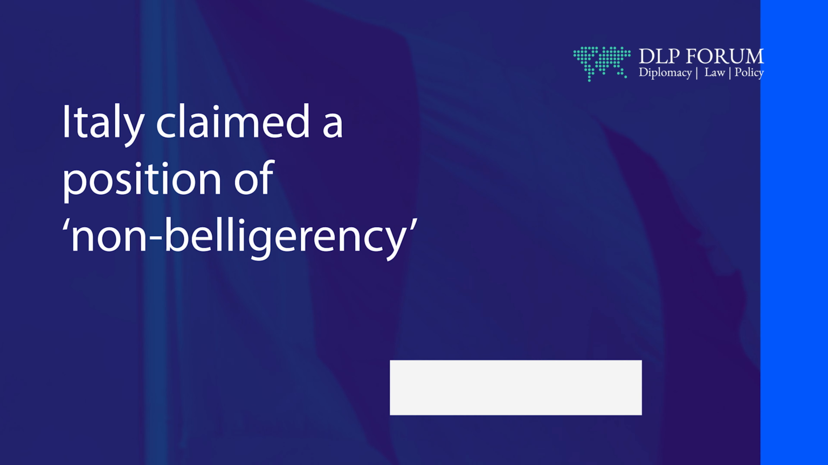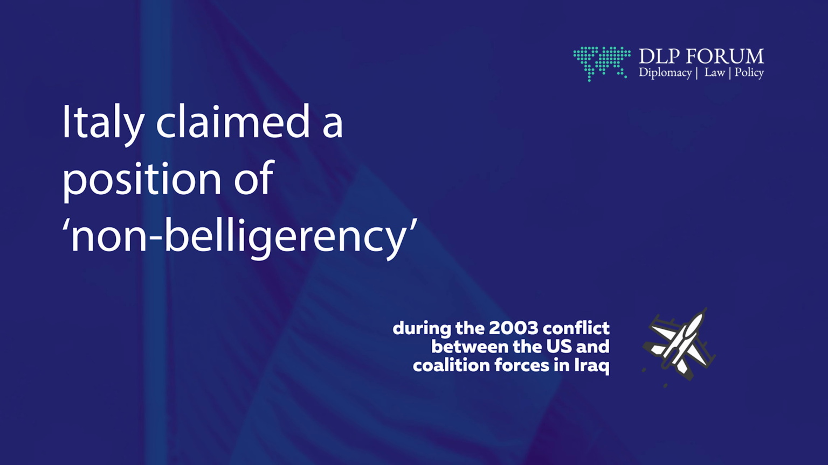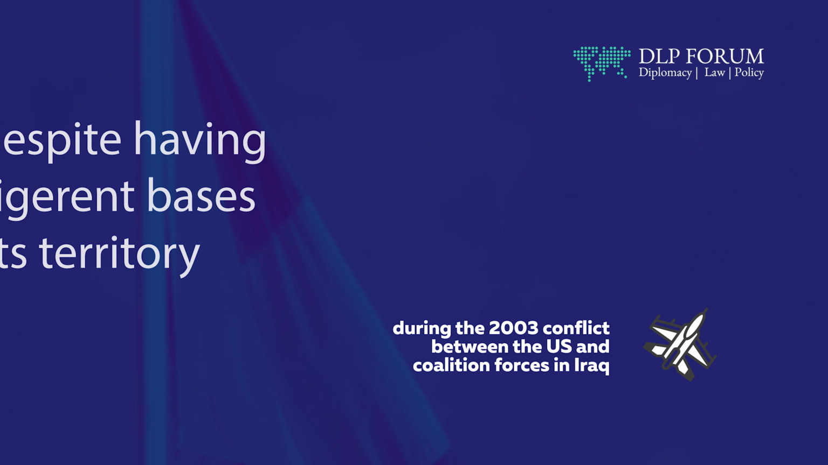Recent state practice has also moved away from traditional notions of neutrality to a status of non-belligerency or qualified neutrality, under which states still do not actively participate in hostilities. However, they may not fully comply with the law of neutrality. For instance, Italy claimed a position of non-belligerency during the 2003 conflict between the US and coalition forces in Iraq, despite having belligerent bases on its territory.